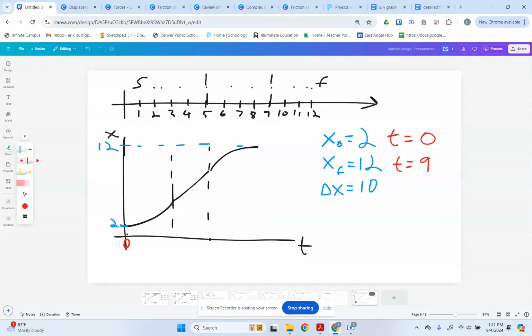What I'm trying to say is that these two positions, and I can add that time to the position graph, also happen at very specific times, in this case 0 and 9. So when you find this displacement, it's the displacement between those times, from 0 to 9. Okay? Do you see where these numbers are coming from?